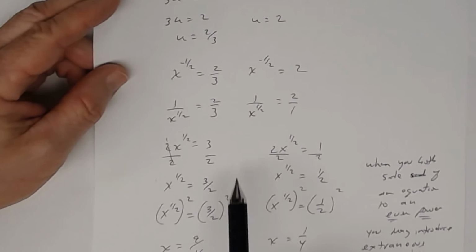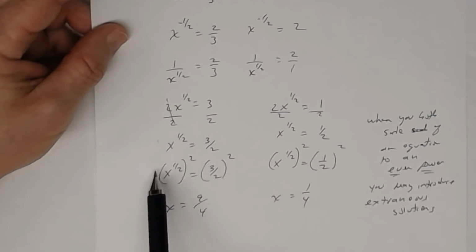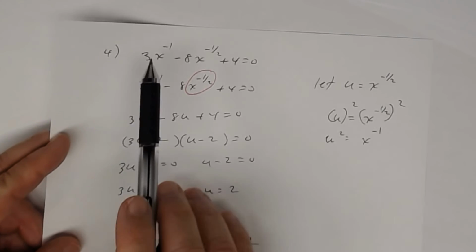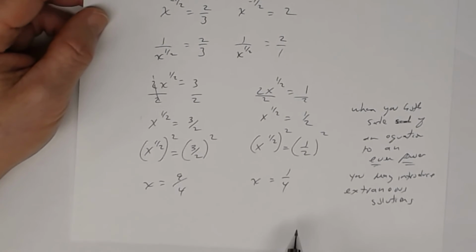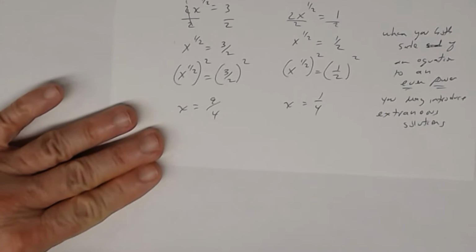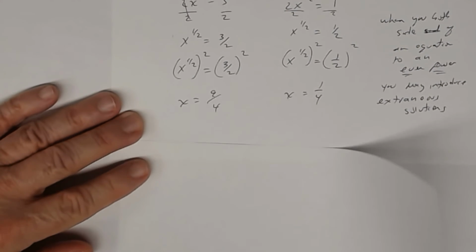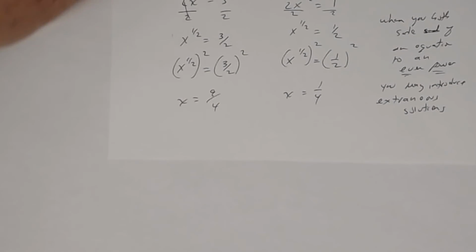So these are solutions to this equation right here, but they may not be solutions to the original. So you have to check. So these may be false solutions. So you've got to check. All right, so let's go ahead and check. There is no option here. You have to check. That's important. When you raise both sides to the even power, you have to check, because these right here may not be solutions to the original.